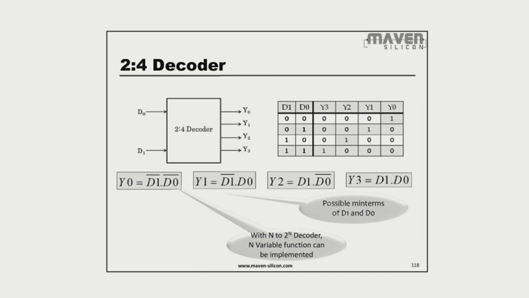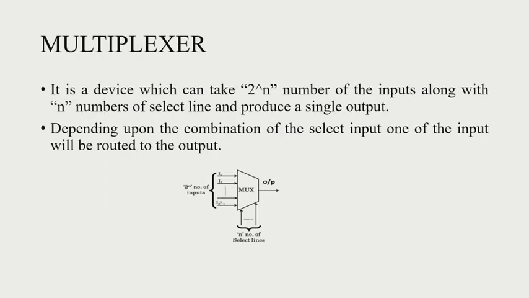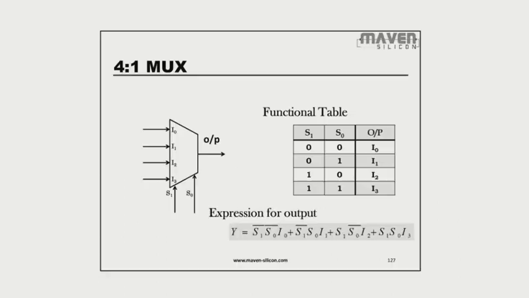Now we will talk about multiplexer circuits. A multiplexer is a device which can take 2 to the power n inputs along with n select inputs and produce a single output. How it produces a single output depends on the combination of the selection lines. Depending upon the combination of the selection lines, one of the inputs will be routed to the output. So with that we can implement a multiplexer circuit. Here I have shown an example of a 4:1 multiplexer circuit.